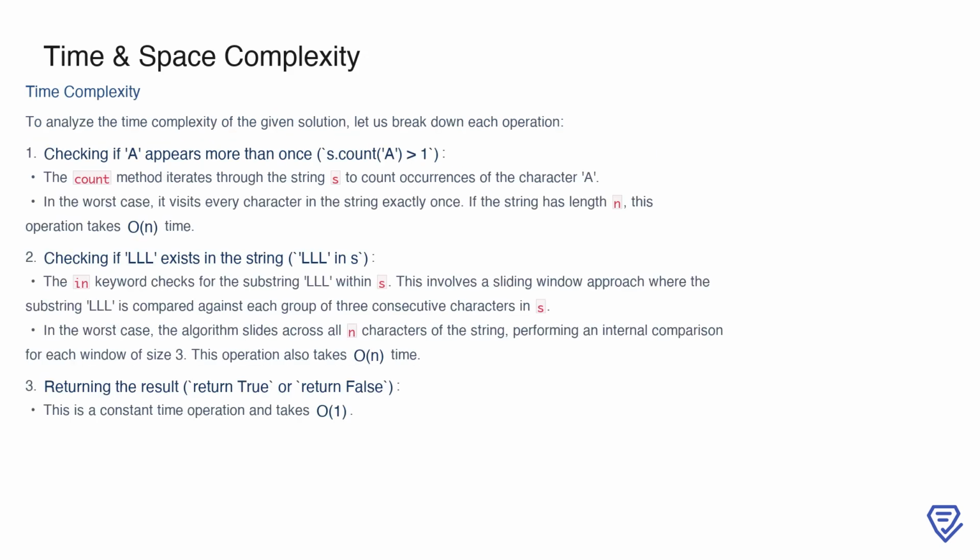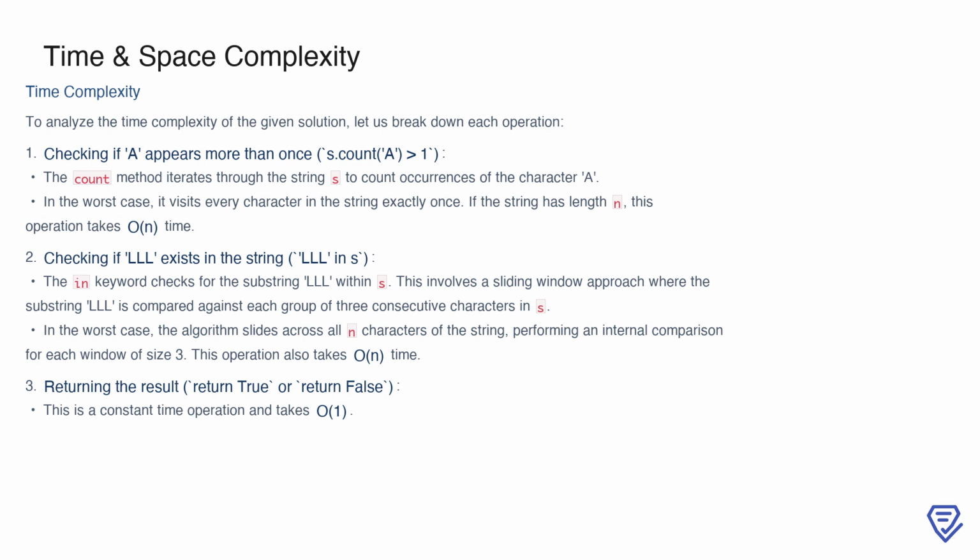Here, we analyze the time complexity of the solution by breaking down its key operations. First, when checking if the character appears more than once using s.count('A') > 1, the count method scans through the entire string s to count occurrences of A. In the worst-case scenario, where the string has a length of n, this operation visits each character exactly once, resulting in an O(n) time complexity.